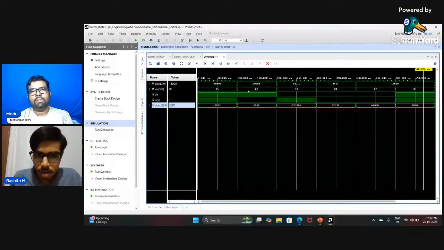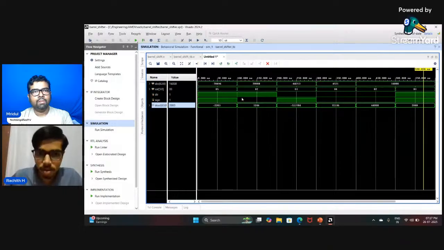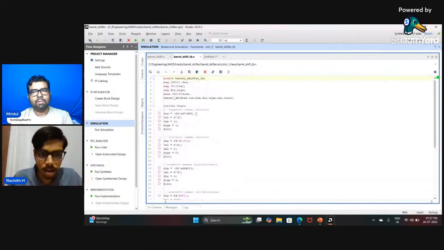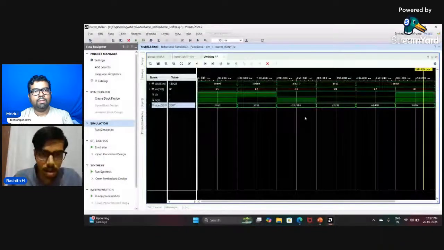So the test cases are proven in this waveform window. So the design is working fine. And note that this is only a simple test bench to verify its shifting behavior and not an actual verification process.